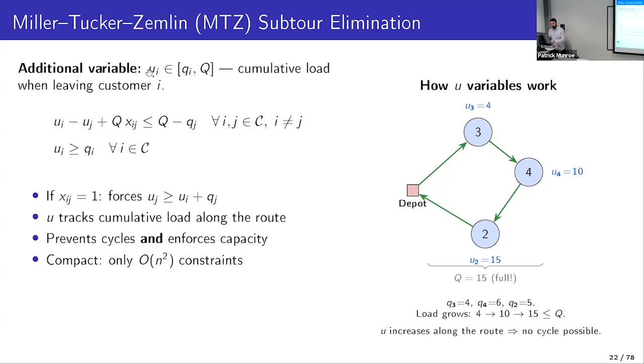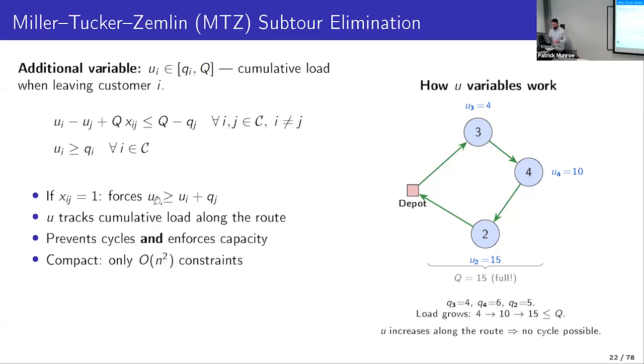The idea is to introduce a new, additional variable, which in general can be a continuous variable, and it corresponds to the cumulative load when leaving the customer i. So we create u_i for each customer, and we add this kind of weird inequality here, or inequalities. If you look at what happens when x_ij is equal to 1, then it forces u_j to be bigger than or equal to u_i plus q_j.